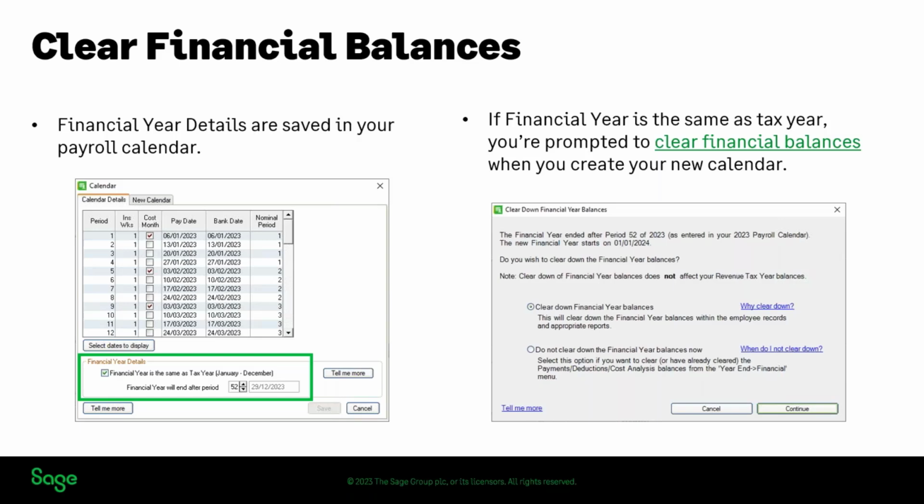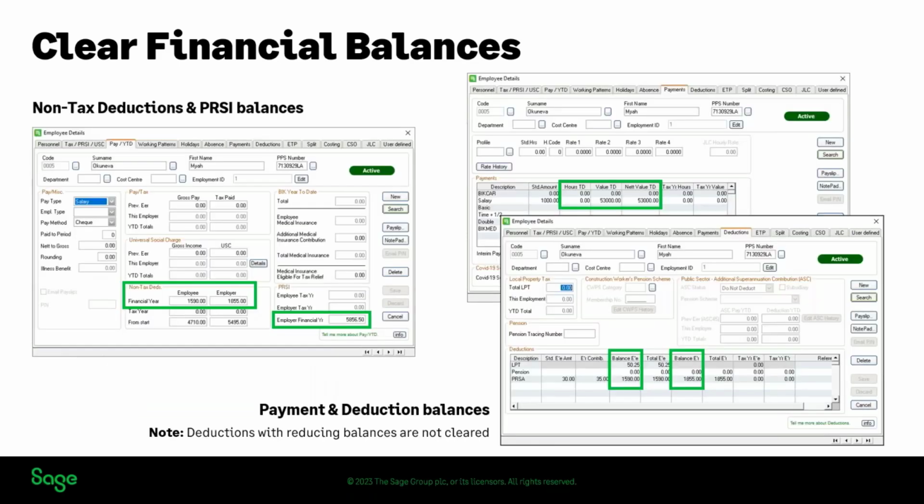Now, the beauty about the automatic clear down is it will clear using the most common settings. So just to illustrate some of the information that is cleared down when you choose to clear financial year balances, financial year figures on the pay and year to date tab. So for non-taxable deductions and PRSI, they get cleared to 0. And then for payments and deductions, it's the balances highlighted here.